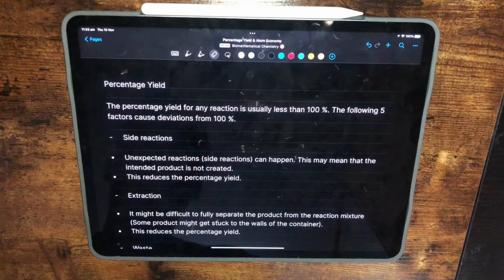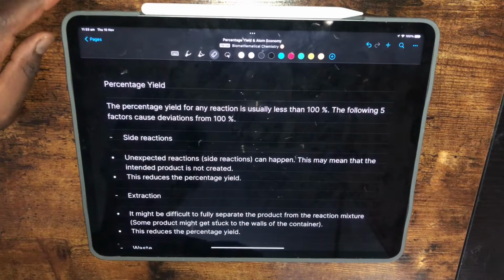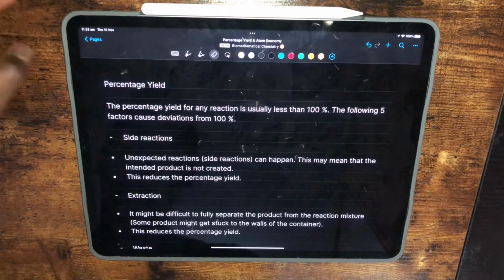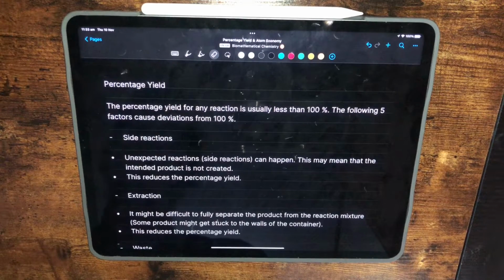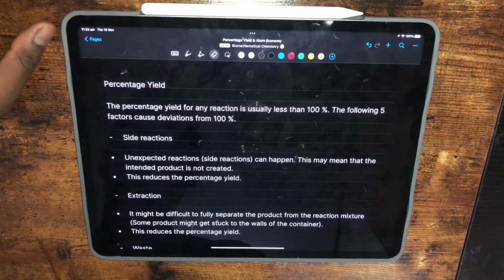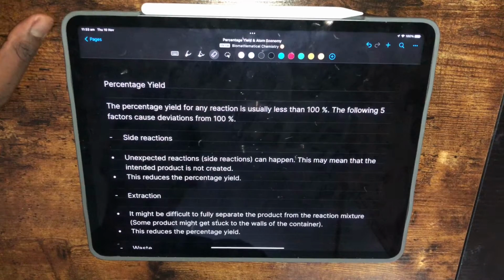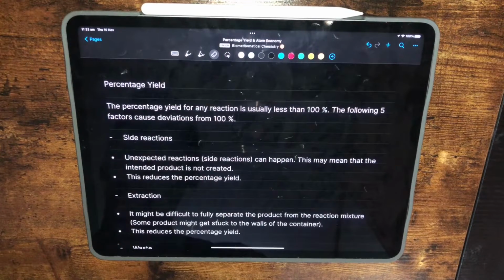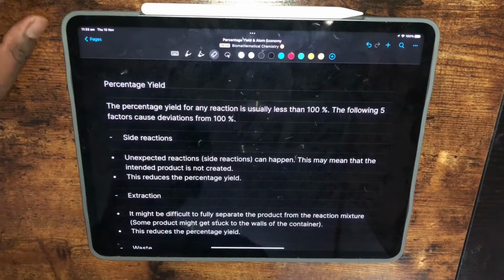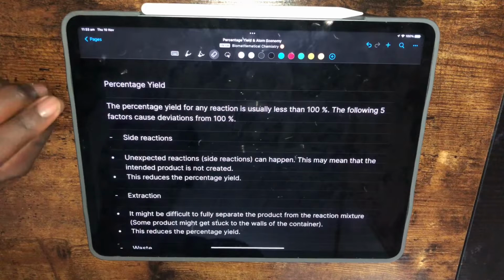So first I'm just going to actually explain what percentage yield is. I'm not going to go straight into the video, but percentage yield is being able to tell you how much of your product, so usually the mass, right? How much of your product, or the mass of your product, is formed relative to the mass that should have actually been produced.